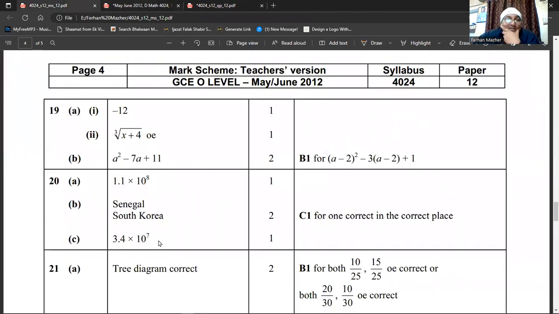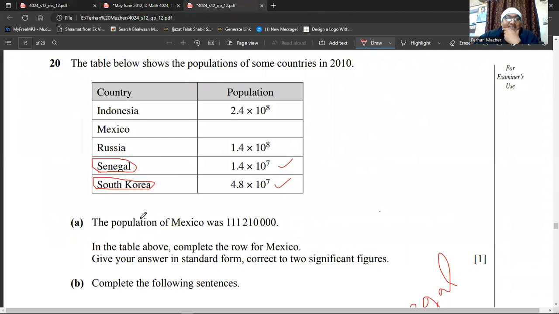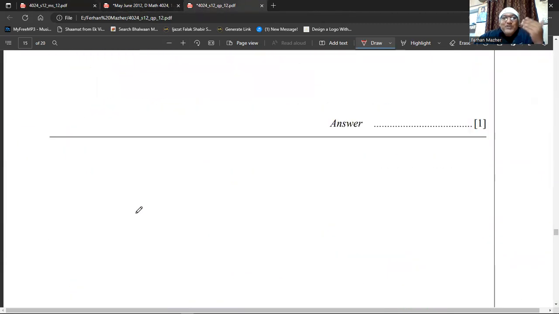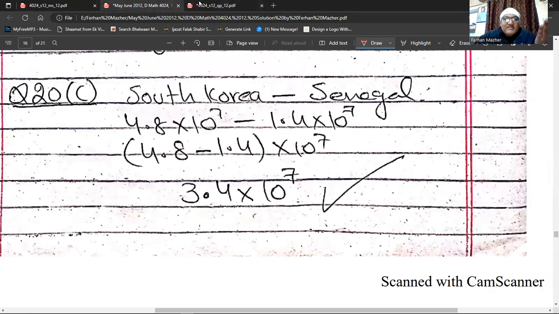4.8 minus 1.4, that will be 3.4 x 10^7. So our answer is right, sir. 3.4 x 10^7 is the right answer, sir. I hope you understand this question. Okay, that's the answer.